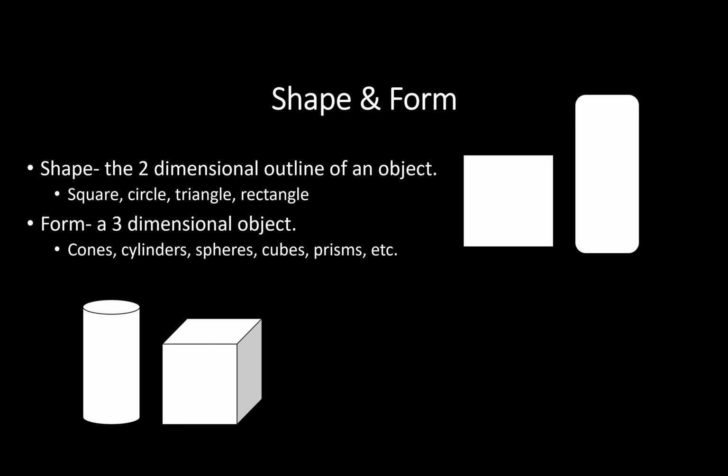Shape is the two-dimensional outline of an object, so your square, circle, triangle, rectangle. And then your form is a three-dimensional object, so cones, cylinders, spheres, cubes, prisms, etc. If it's 2D, it's shape. If it's 3D, it's form.